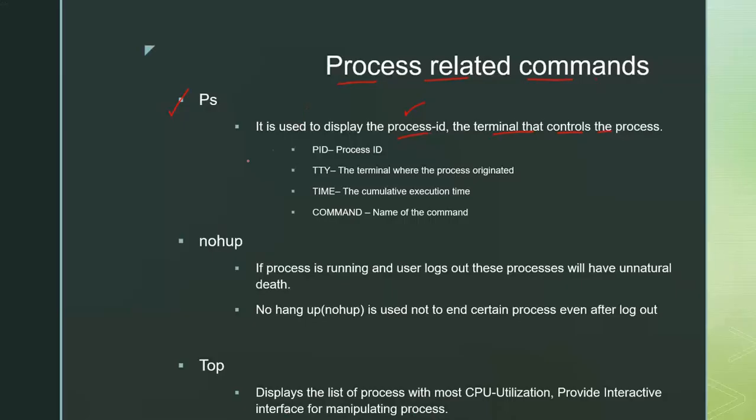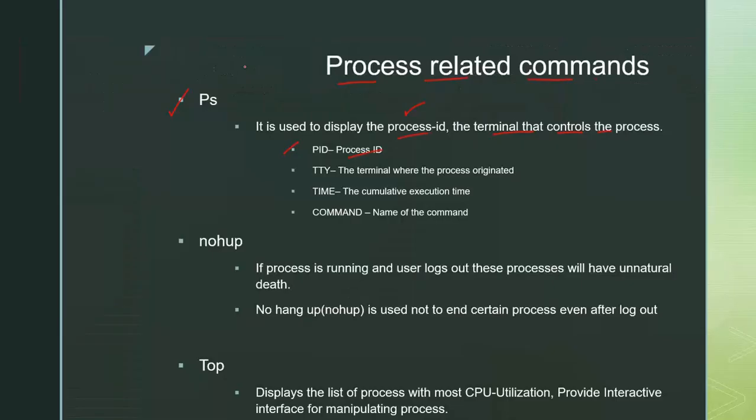Now we'll see the different types of information that we can see. First, PID represents the process ID, the unique number that identifies an individual process. Every process that is created will have its own process ID, which is unique and is used to identify individual processes. That number is nothing but our process ID.